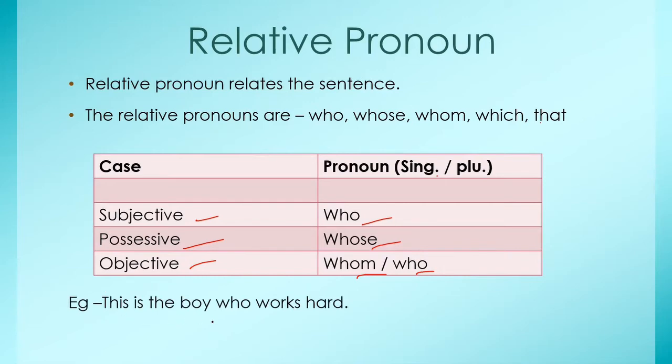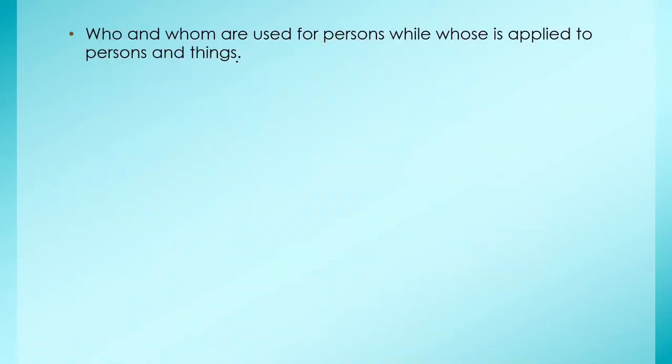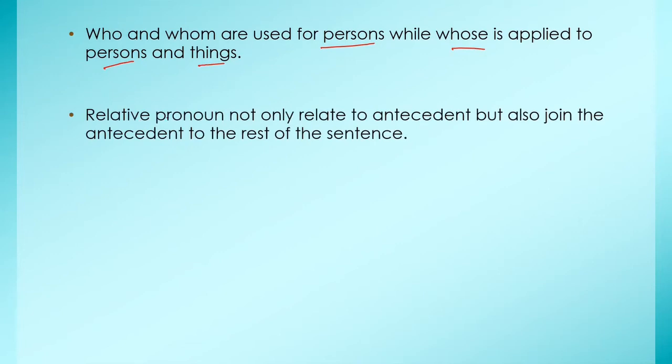Example, this is the boy who works hard. This is the boy whose exercise is well done. Who and whom are used for persons, while whose is applied to persons and things. Relative pronouns not only relate to the antecedent, but also join the antecedent to the rest of the sentence.